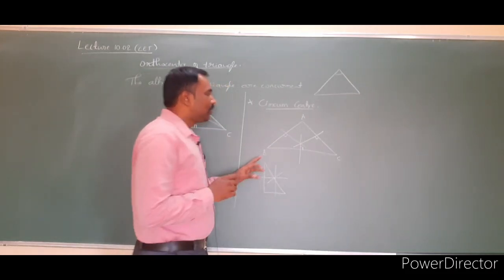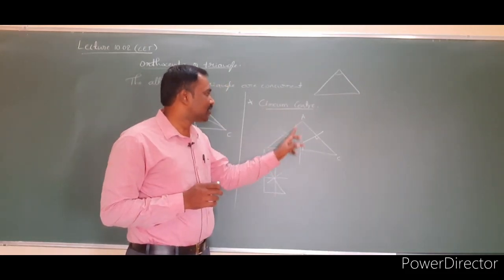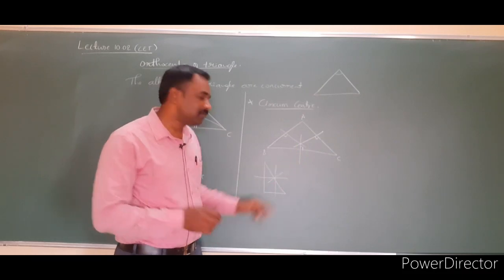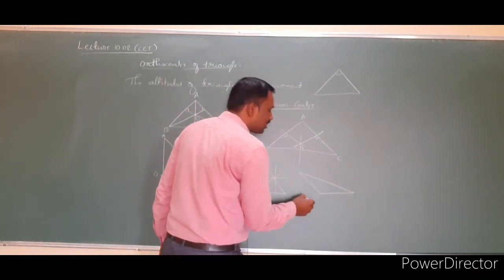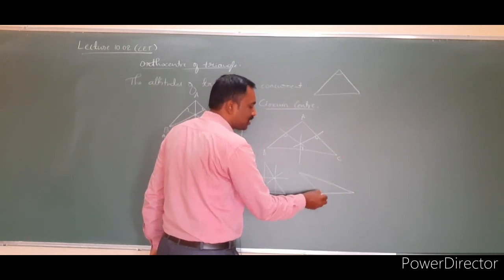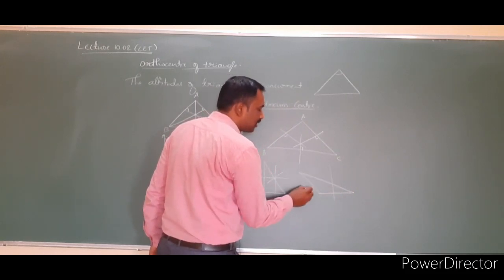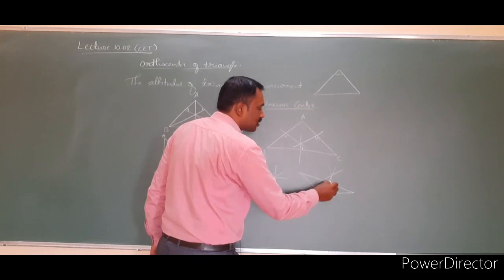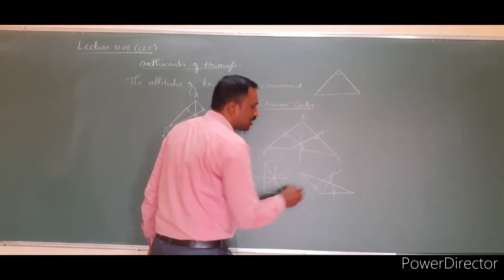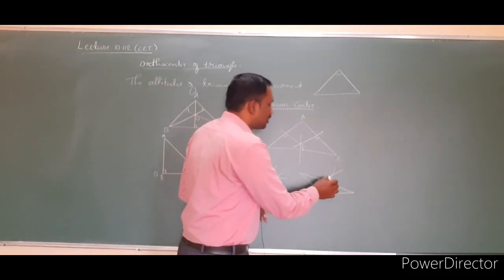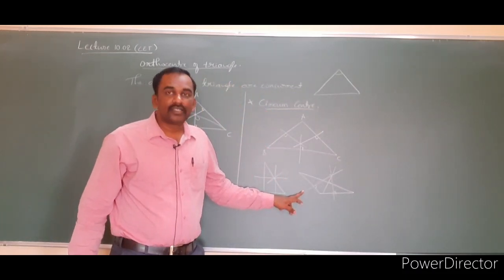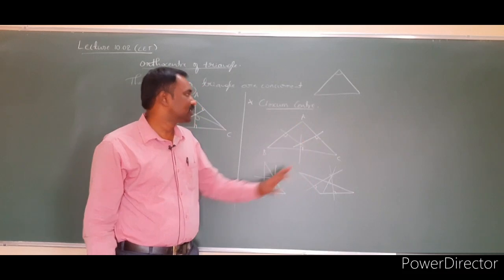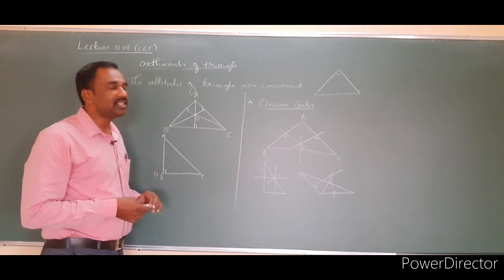Whenever it is an acute angle triangle, the circumcenter lies inside the triangle. Suppose an obtuse angle triangle is there. In that case, the circumcenter lies outside the triangle. This is the circumcenter of the obtuse angled triangle. So this is all about the circumcenter of the triangle.